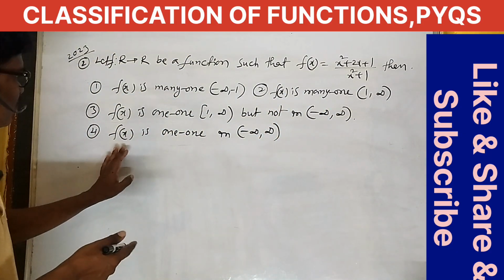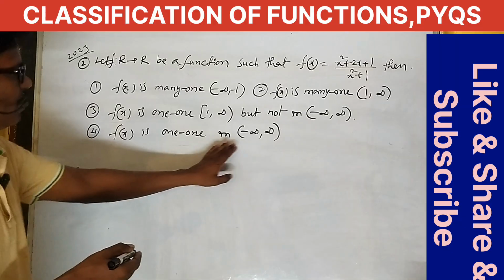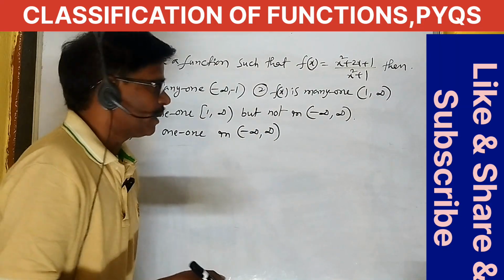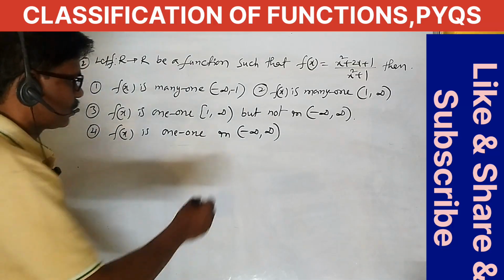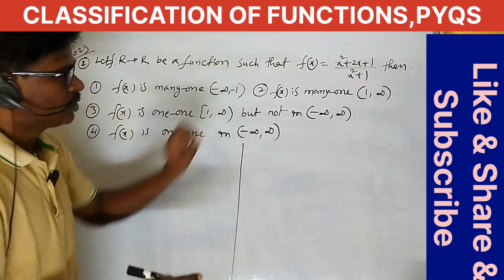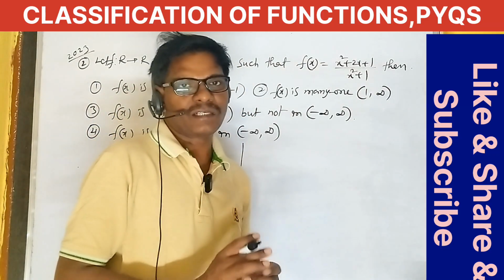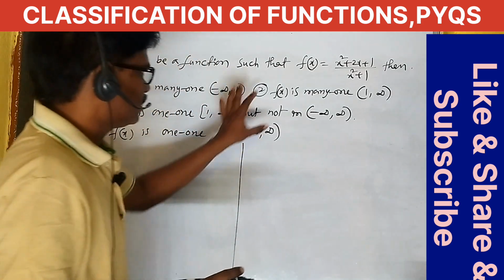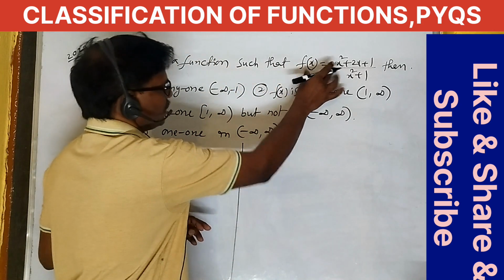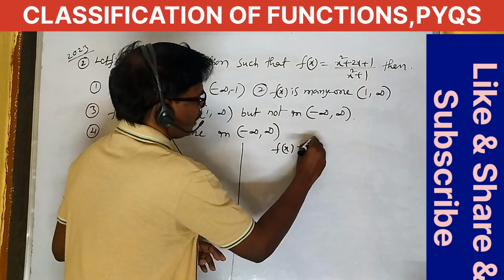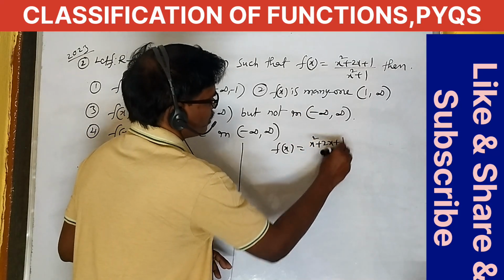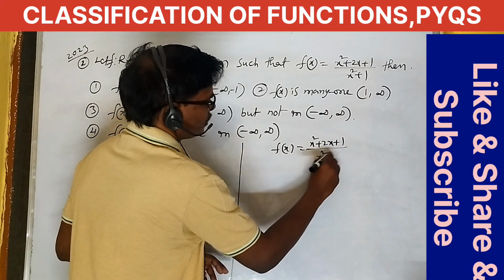Fourth option: f of x is 1-1 in open interval minus infinity to plus infinity. Okay, this is 1-1. Right, these are the options. Okay, well, how to check this one? First, 1-1 function or onto function. Okay, first check 1-1 function, which means differentiation of f of x. What is the f of x value? f of x is equal to x square plus 2x plus 1 by x square plus 1.